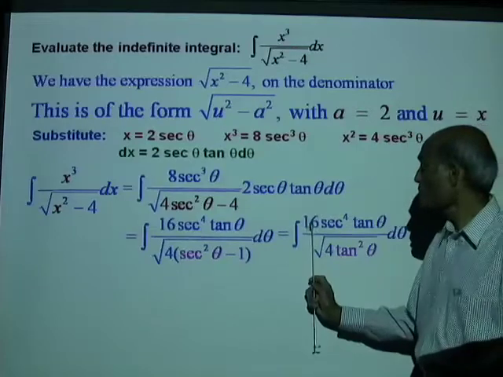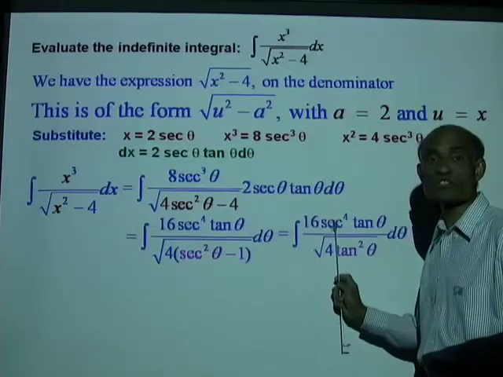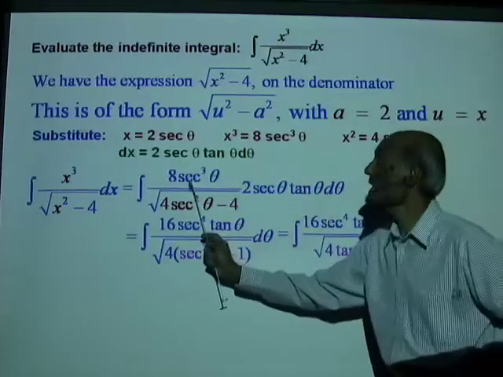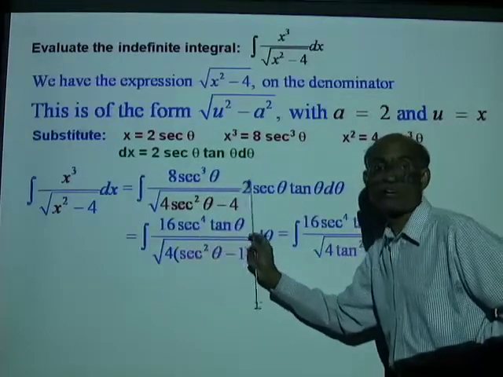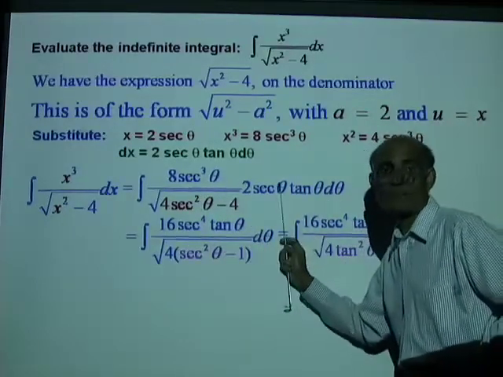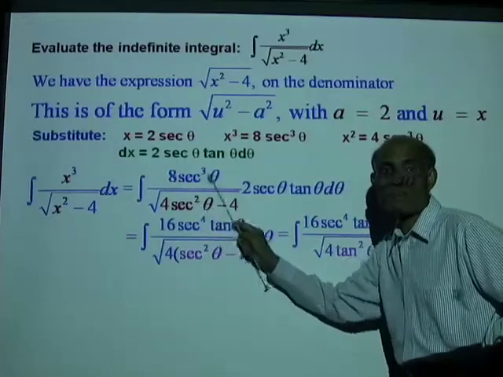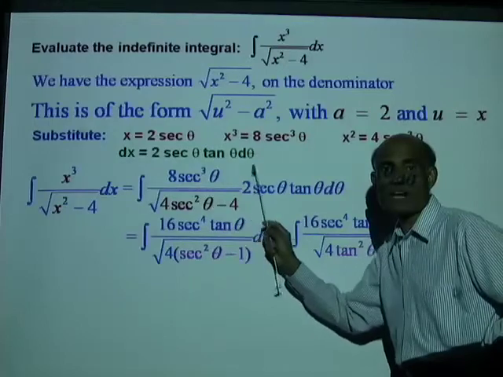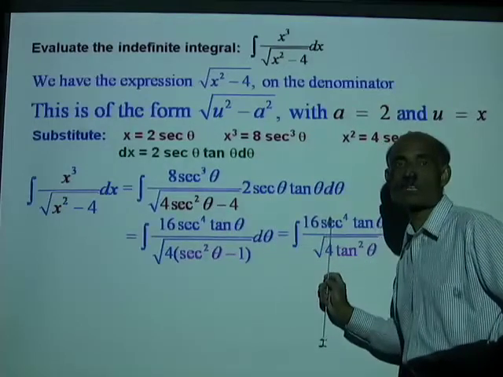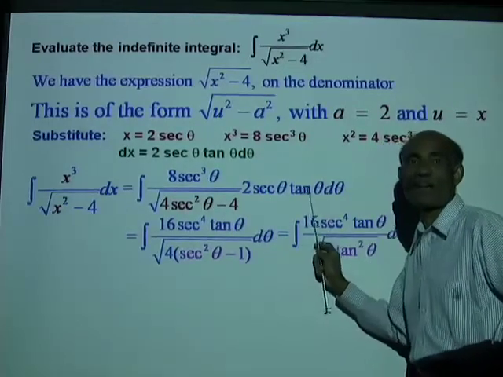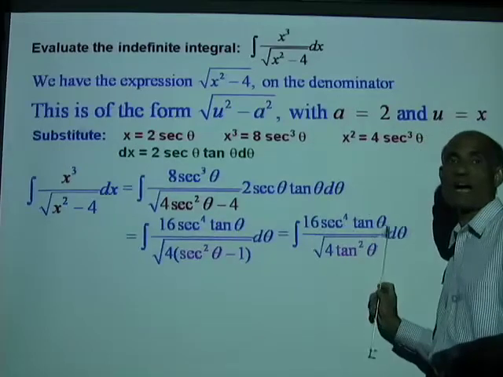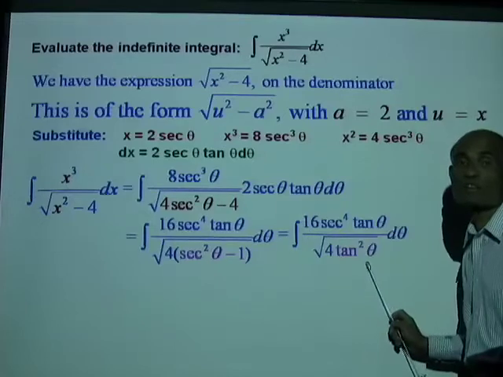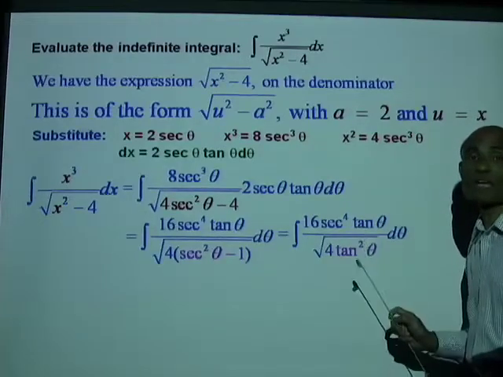Now, how did the top become 16 secant to the power of 4 theta tan theta? If you look here, this is our x cubed, this is our d theta. So you have 8 times 2 is 16. Secant cube theta times secant theta is secant to the power of 4 theta. And then a tan theta and a d theta. So this is our integral now in terms of theta.